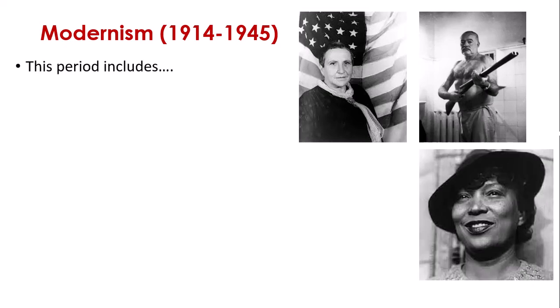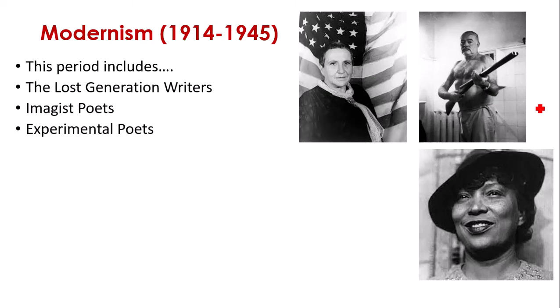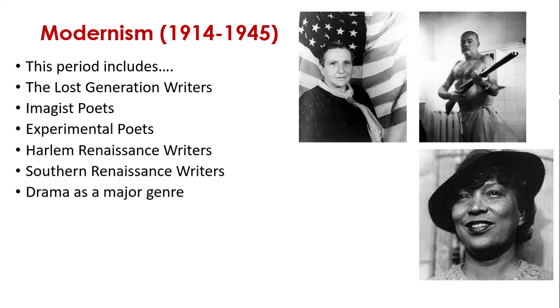Zora Neale Hurston. So this period includes lost generation writers like Stein and Hemingway, who we see here naked with a gun. He does have pants on. The Imagist poets, experimental poets, Harlem Renaissance writers like Hurston, Southern Renaissance writers.